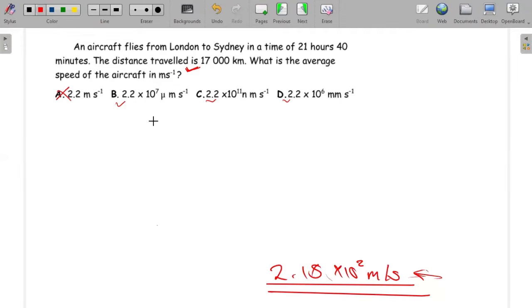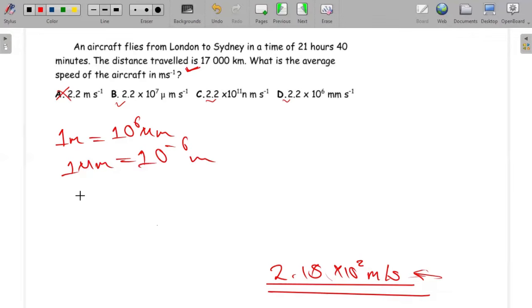micrometers per second. Let's try and convert it into micrometers, and we know that 1 meter is equal to 10 to the power 6 micrometers. Or we can say 1 micrometer is equal to 10 to the power minus 6 meters. Either way, whichever way you can think of. So can we convert this into micrometers? Anyone who knows how to convert?